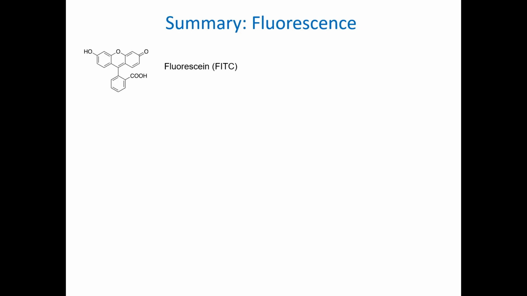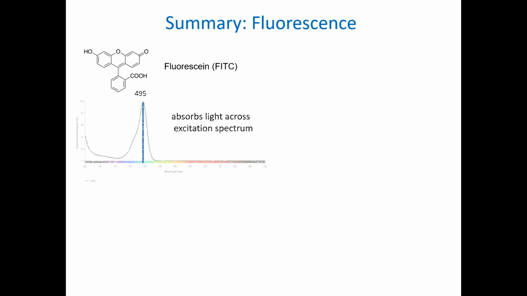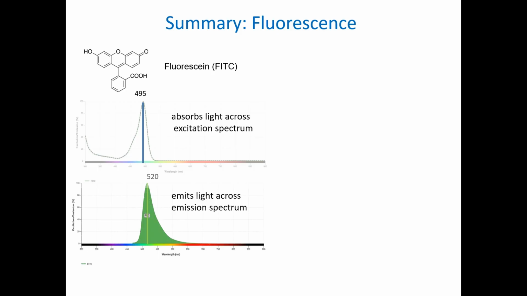Fluorescence and fluorochromes. Fluorochromes are molecules which can absorb light energy at one wavelength and then re-emit that energy at a longer wavelength. Each fluorochrome has its own excitation spectrum, across which it can absorb light, and its own emission spectrum, across which it can emit light. The emission wavelengths are always higher and have lower energy than the excitation wavelengths.